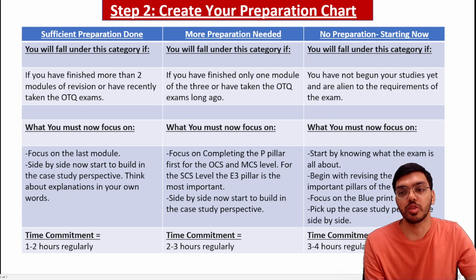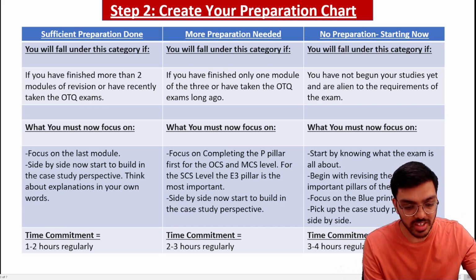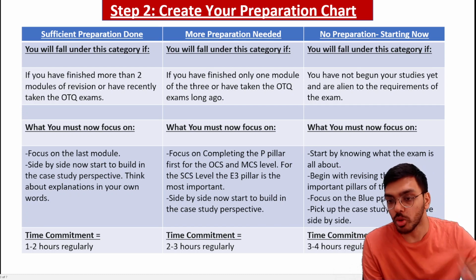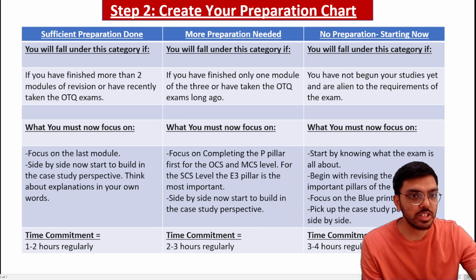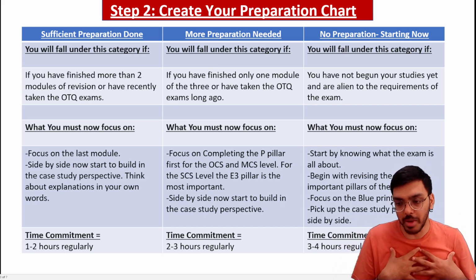What you must focus on. The first thing is, you should know what this exam is about. Know the structure of the exam, know the pattern of the exam, know the requirement of the exam. Now rest assured, when you choose to sign up with us, your exam becomes my exam.